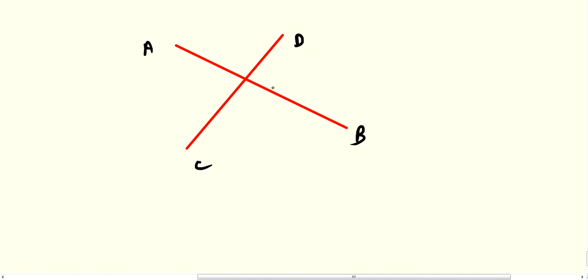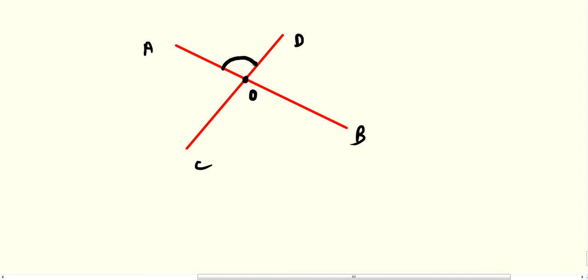Then next is vertically opposite angles. First, how do we get vertically opposite angles? When two lines are intersecting each other at a point. So in this particular scenario, lines AB and CD are intersecting each other at this point, which is O. In this example, we have to find the vertically opposite angles. So lines AB and CD are intersecting each other at O.